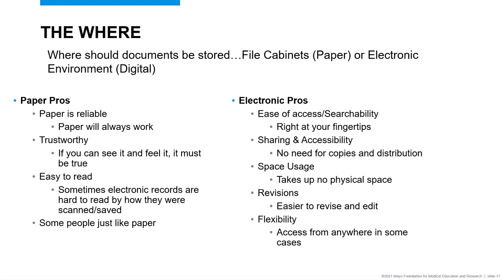So the electronic pros, though, are ease of access and searchability. I mean, they're right there at your fingertips. If you've got a keyword, type it in, bam, it pops up. They're easy to share and they're accessible. You don't have to have copies, so you're saving paper, and you don't have to distribute them to different individuals. You also don't have to make sure that once they've been shared and reviewed that they're destroyed as they should be. Space usage, if they're electronic, you don't have to worry about storing them in file cabinets. Revisions are easier to make, as well as flexibility. You can pretty much access them from anywhere, you know, within your facility, or if you have remote access and you've got people who work from home, they could also access them. If they're in a file cabinet, they're not quite so easy to access.